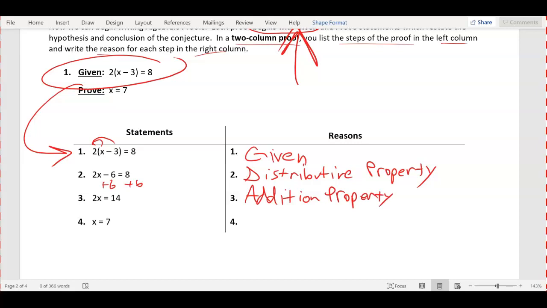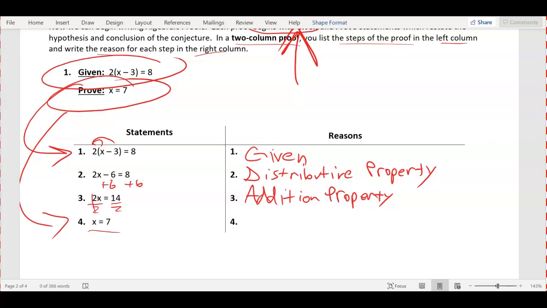Last step, when I have 2 in front of x, that's a coefficient that's being multiplied. What's the opposite of multiplying there? Division. So I divide on both sides, divide by 2. 14 divided by 2 does give me 7, right? And that's what I was trying to prove, that x equals 7.